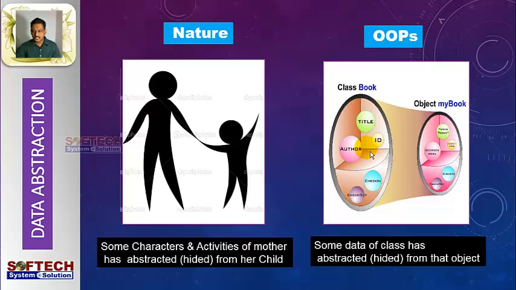So book class, we can hide some properties and functions from my book. We can extract some data and functions to my book. The data extraction is called data abstraction. That is, we extract a few members of that class. We can hide unnecessary, that is unwanted, members of that class. This is data abstraction.